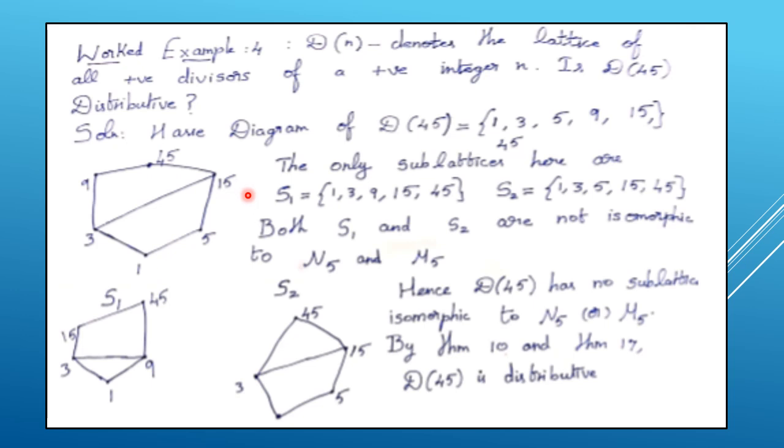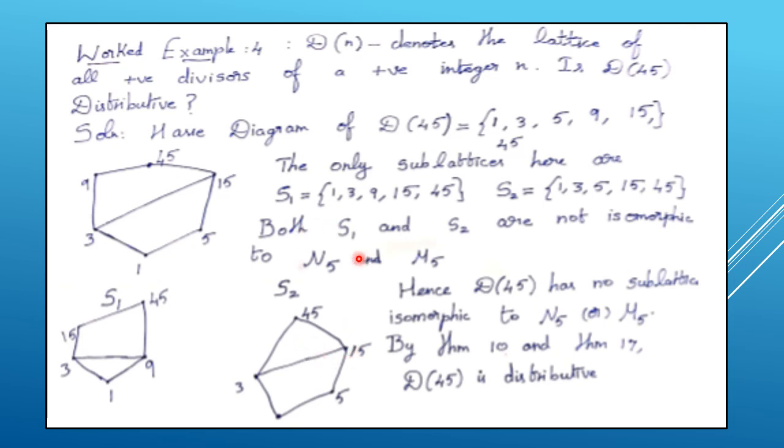So for D of 45, there are only 2 sublattices. You can take either 1, 3, 9, 15 and 45. This forms a sublattice S1 whose Hasse diagram is given here. And the next one, 1, 3, 5, 15 and 45, S2. The Hasse diagram for S2 is given in the figure.